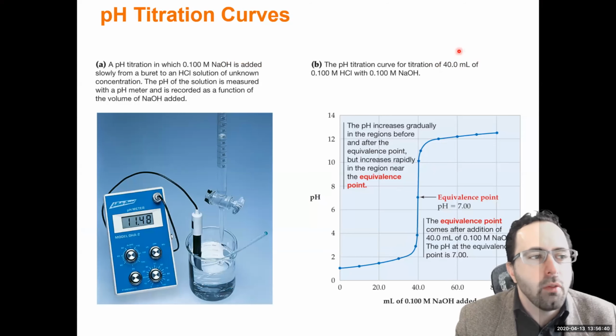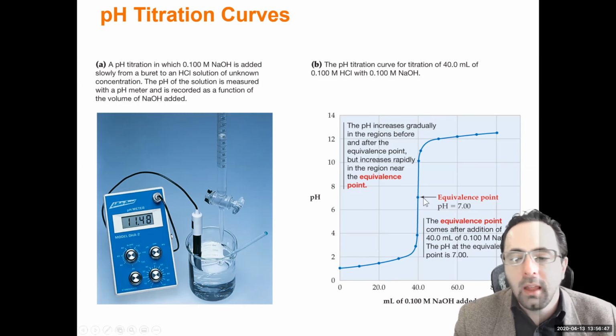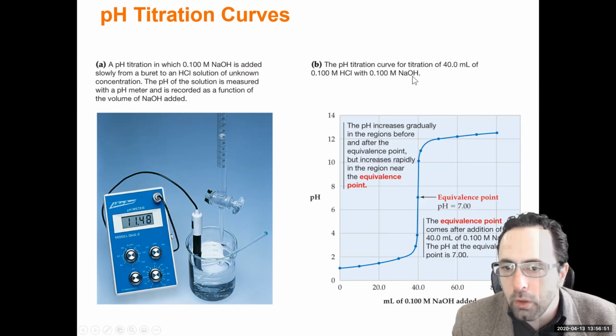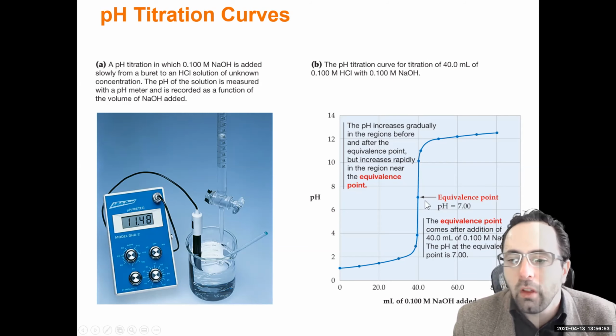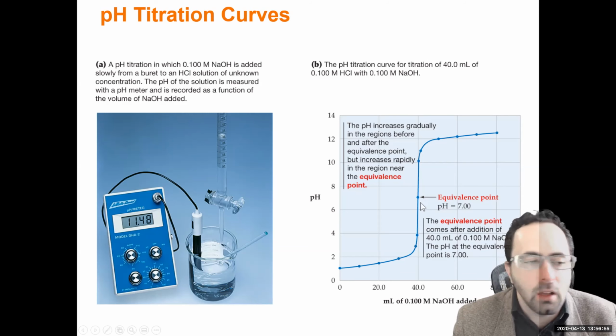So since we're using, in this case, the same concentration of sodium hydroxide and HCl, we have 40 milliliters of the HCl. When we add 40 milliliters of sodium hydroxide, that's when we're going to get to the equivalence point. And since this is a strong acid, strong base titration, and it's going to produce the salt sodium chloride, a neutral salt, at the equivalence point, the pH will be 7.